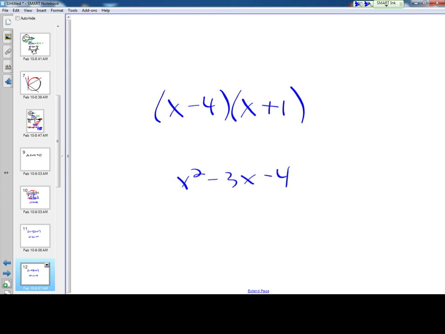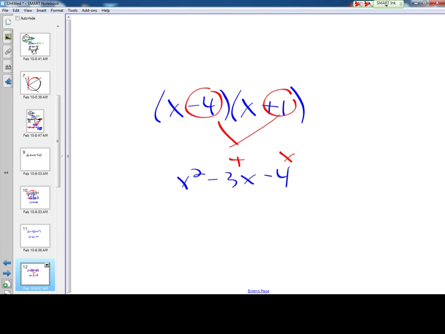So the two numbers that I picked, what did I do with them for the middle one? Yeah, just add it. I added them. And what did I do with those two numbers to get the last number? I multiplied. This is very important to know, because when I'm going to go the other way, what do the two numbers I pick have to do? They have to multiply to this one, add up to that one.